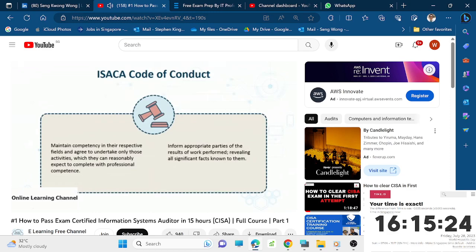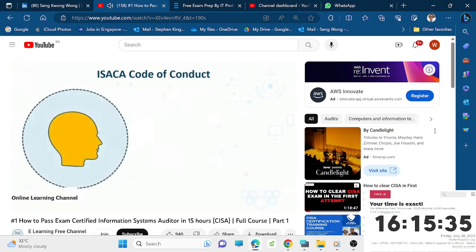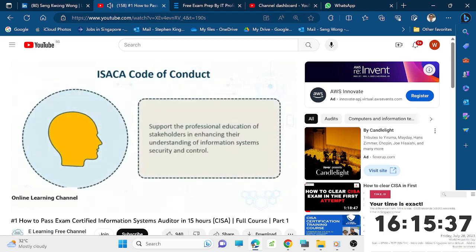That would be the clients, because a very big part of IS auditing is to inform stakeholders of our audit findings. Finally, the last part of the ISACA Code of Conduct is to support the professional education of stakeholders to make sure that they understand how the underlying technology supports their information systems and any weaknesses that need to be addressed.